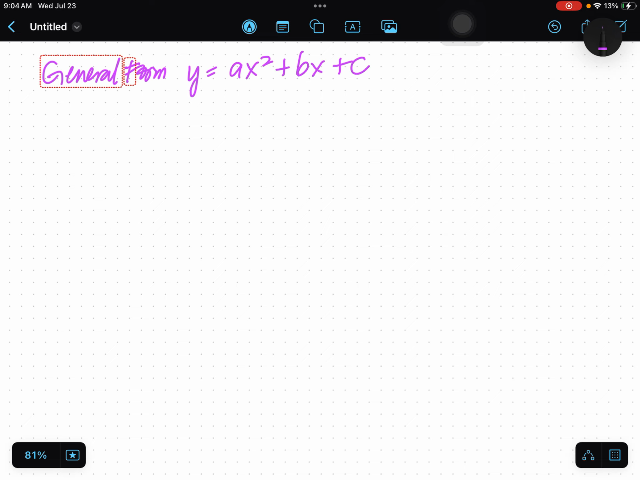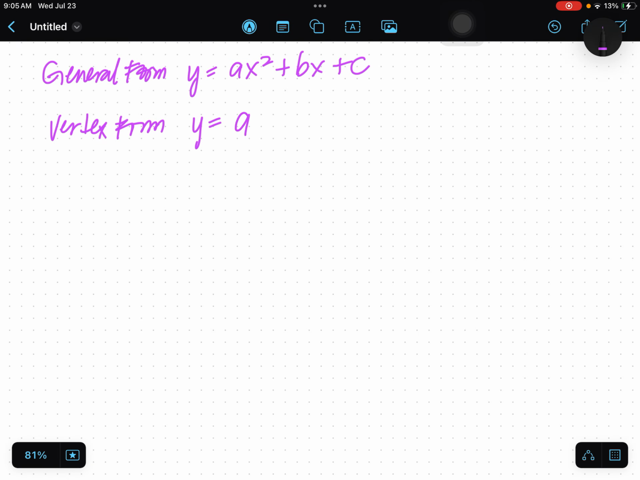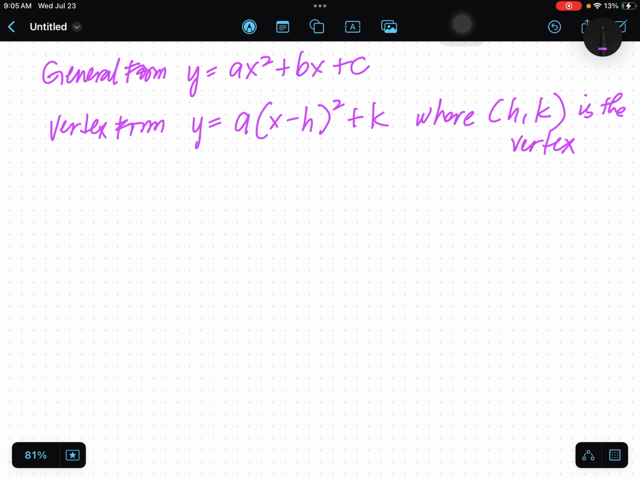So you are very familiar with this already, kasi ito yung usual na ginagawa kong binibigay ko whenever we are graphing. The other one is what we call the vertex form. So bakit siya tinatawag na vertex form? Kasi mapipinpoint kagad natin yung vertex ng ating graph. So what it looks like is a parenthesis x minus h squared plus k, where hk is your vertex. Kaya siya tinawag na vertex form, kasi kitang-kita kagad yung ating vertex.